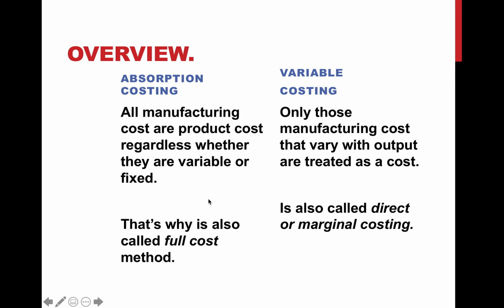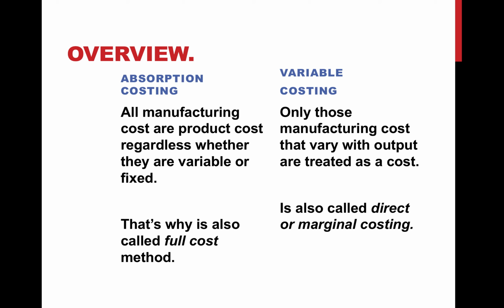For absorption costing, all manufacturing costs are product costs, regardless whether they're variable or fixed. This is the usual approach that we have used. This is also called full cost. It means everything needed for translating direct materials into a finished good is considered a cost. Then in absorption costing, it goes in the unit cost of that product, okay?